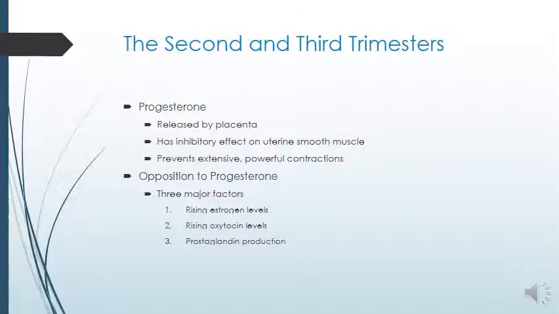During the second and third trimesters, you also have release of hormones. You have progesterone. Progesterone is released by the placenta. It has an inhibitory effect on uterine smooth muscles. We want the uterus to be hospitable for the developing fetus. And the progesterone will prevent extensive, powerful contractions in the uterus. Opposed to progesterone, there are 3 major factors: rising estrogen levels, rising oxytocin levels, and prostaglandin production.